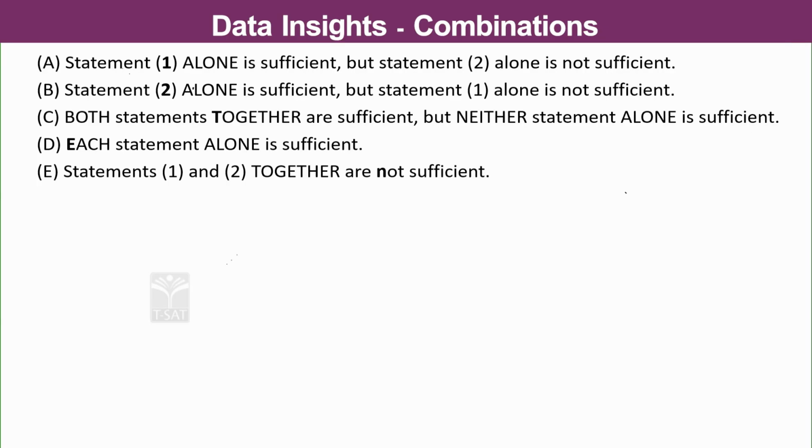Let's begin. For any data sufficiency type of question, these are the standard 5 answer options. Answer option A is when statement 1 alone is sufficient to answer the question, but statement 2 alone is not sufficient. Answer option B is when statement 2 alone is sufficient, but statement 1 alone is not sufficient. Answer option C is when both statements together are sufficient, but neither statement alone is sufficient. Answer option D is when each statement alone is sufficient to answer the question. And answer option E is when statements 1 and 2 together are not sufficient to answer the question.